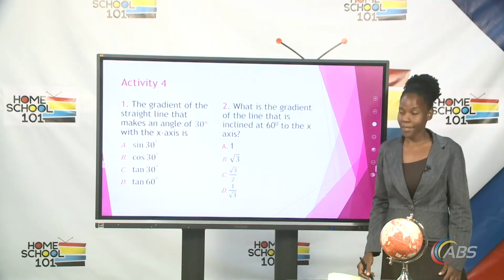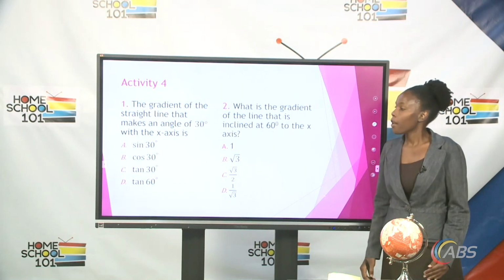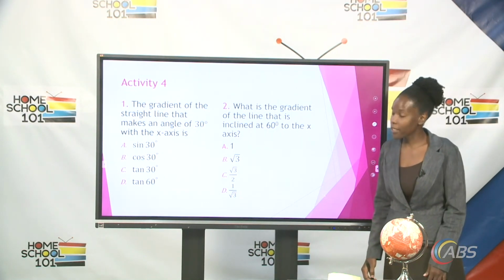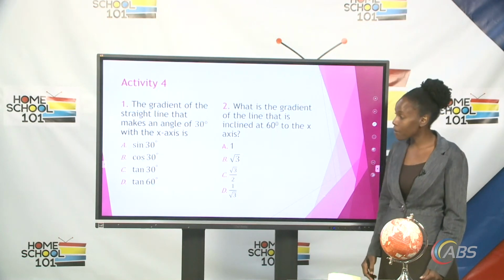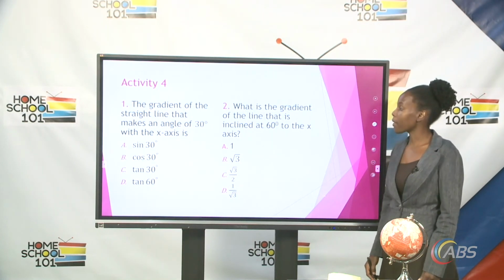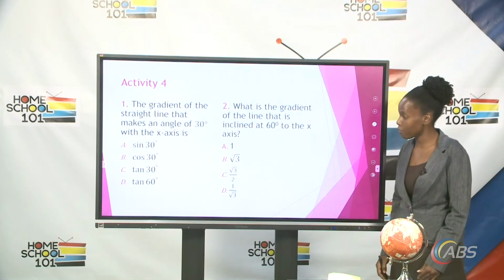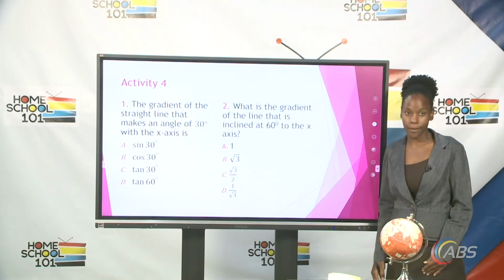So our final activity, it states the gradient of the line that makes an angle of 30 degrees with the x-axis is given by. And the second question, what is the gradient of the line that is inclined at 60 degrees to the x-axis?